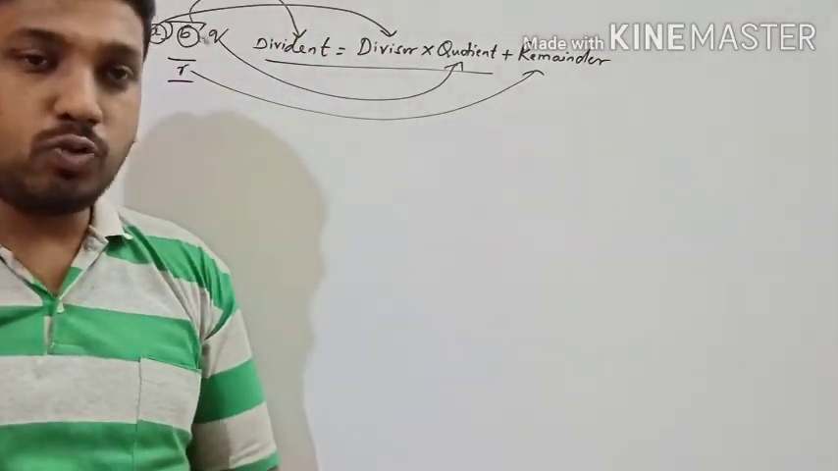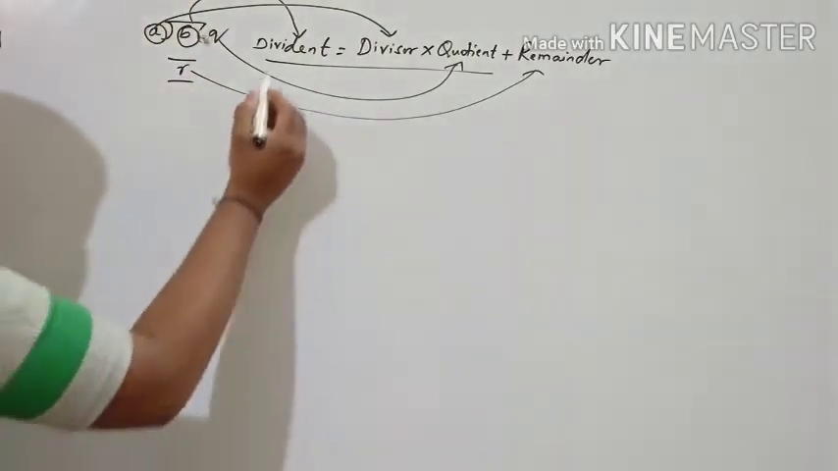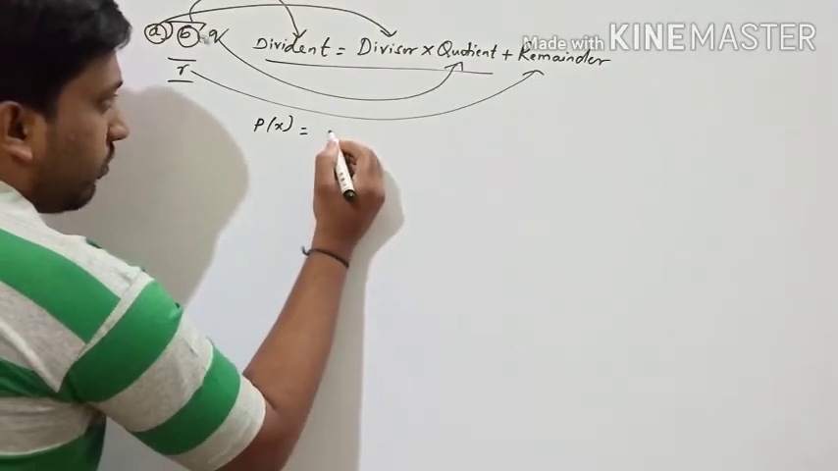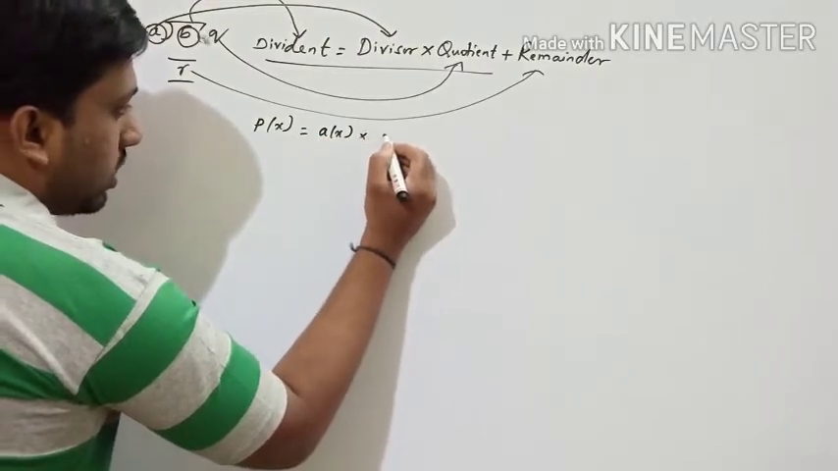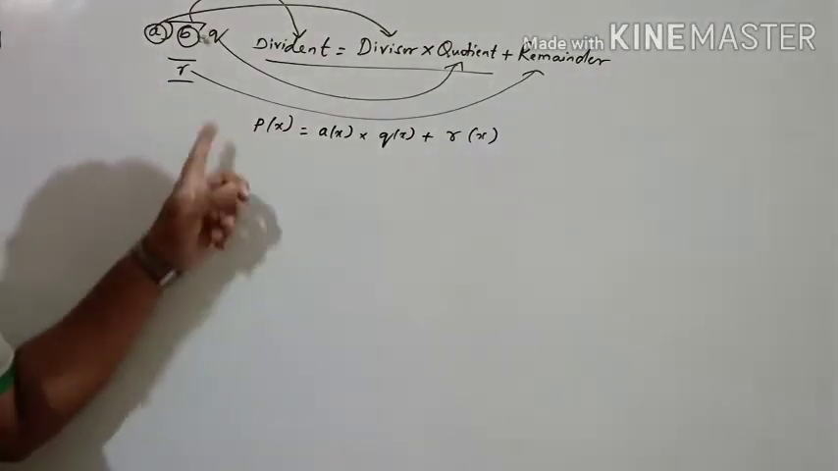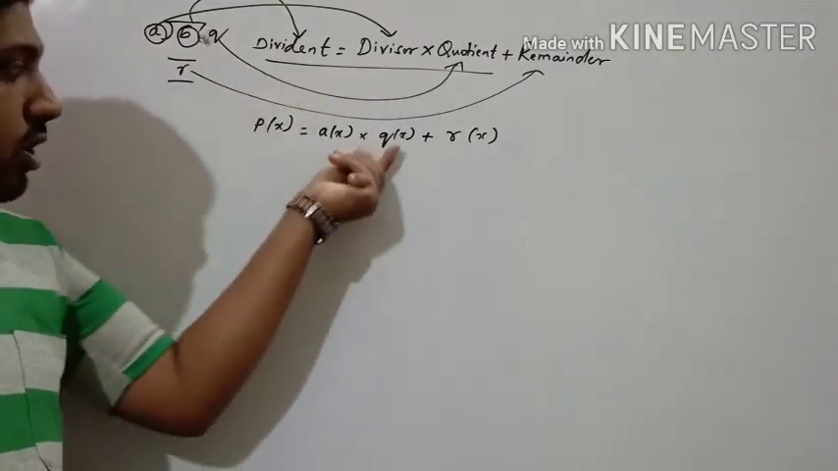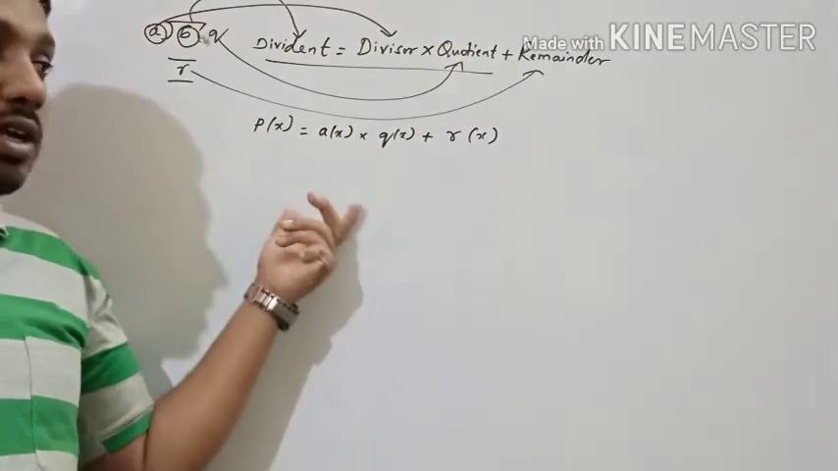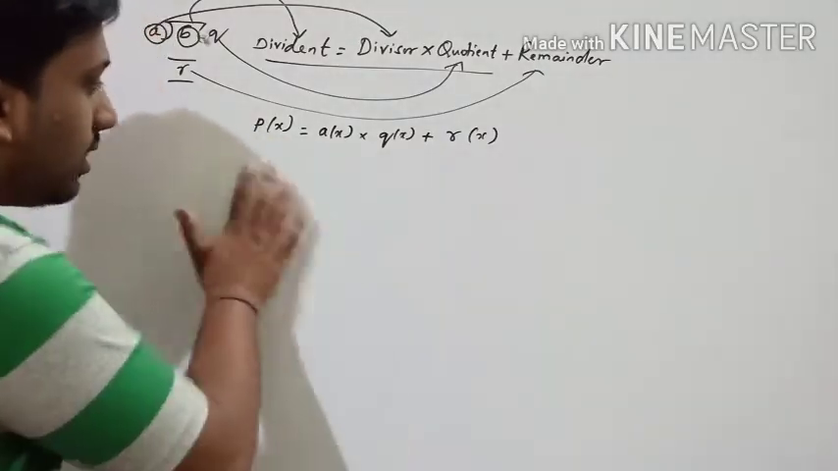Similarly, in the same way, we are going to introduce a variable x, or any variable, with respect to a polynomial. So let me take the dividend as p of x, the divisor as some a of x, the quotient as q of x, and the remainder as r of x. Here a of x is nothing but the divisor, p of x is the dividend, q of x is the quotient, and r of x is the remainder. We are introducing a variable because in the chapter polynomials we are going to divide the entire polynomial, not just numbers.